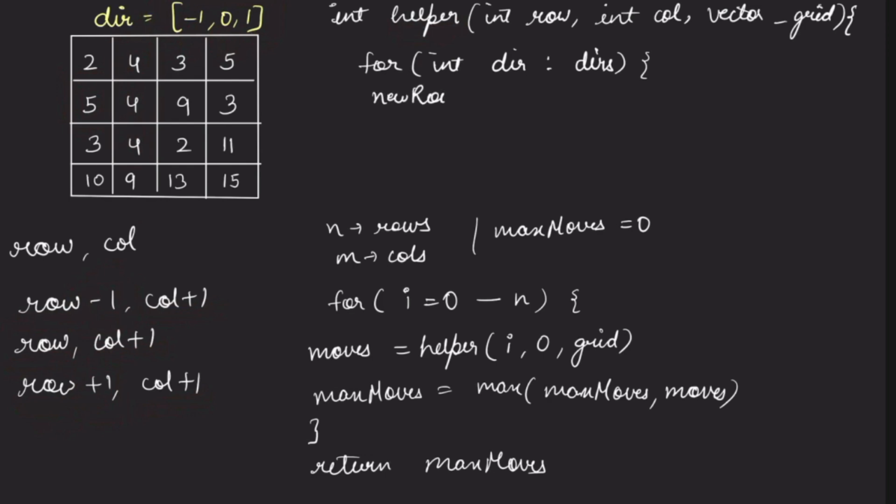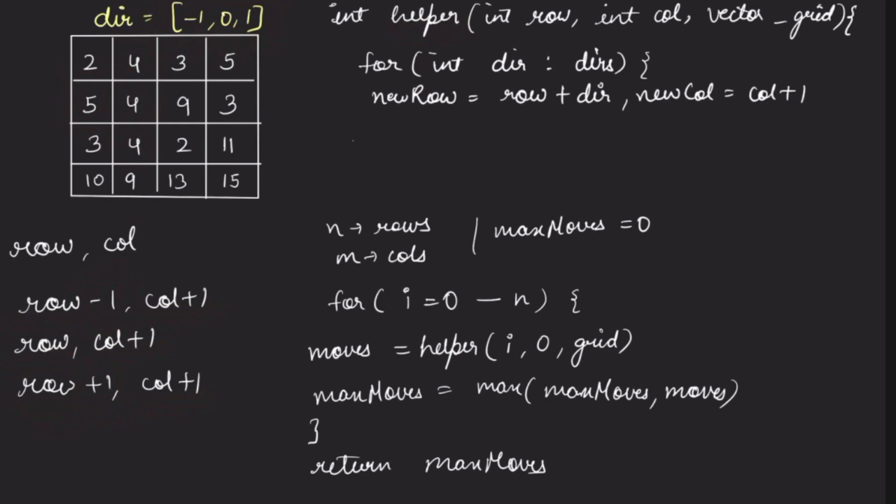Your new row will be equal to row plus direction, right? So in the first case, it will do row minus 1. In the second, it will do row plus 0, which will be row. And in the third, it will do row plus 1, right? And the new column will be column plus 1, right?